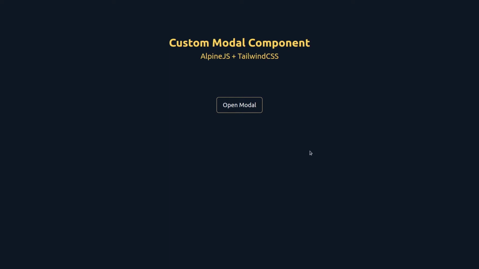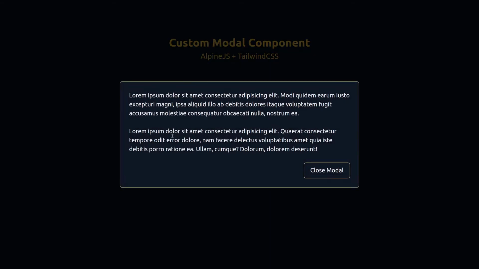Hello and welcome to my third video of this series where we create custom components with AlpineJs and TailwindCSS. In today's video we will create a custom model component and this is how it looks like. As you can see, we have nice animations here on the background layer and on the model itself.